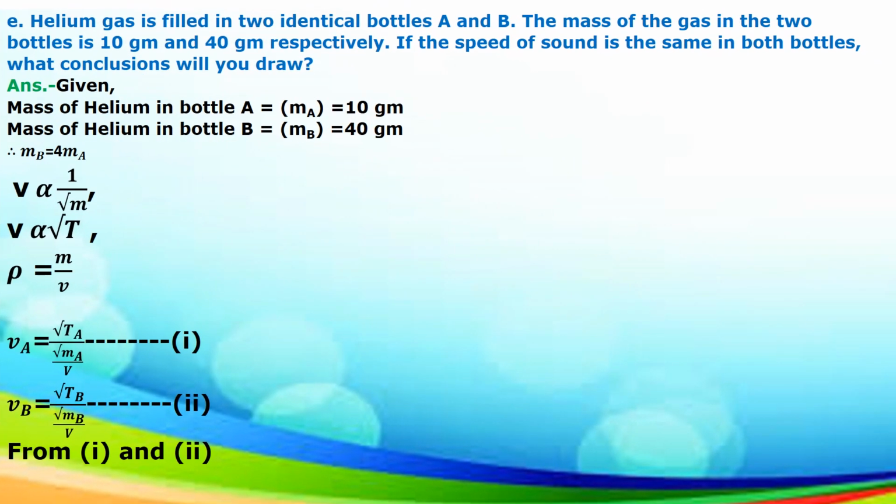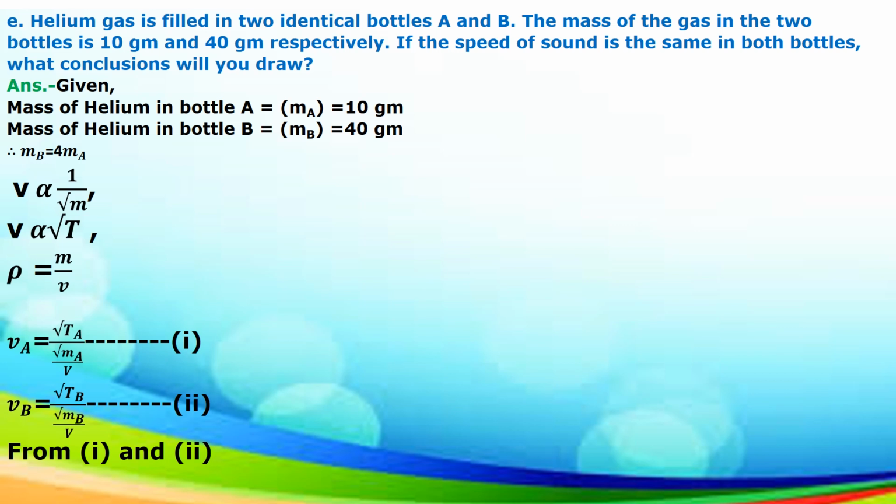Helium gas is filled in two identical bottles A and B. The mass of the gas in the two bottles is 10 gram and 40 gram respectively. If the speed of sound is the same in both bottles, what conclusions will you draw? Now given things: mass of helium in bottle A is equal to Ma is equal to 10 gram and mass of helium in bottle B, that is Mb, is equal to 40 gram. So therefore Mb is equal to 4 into Ma.